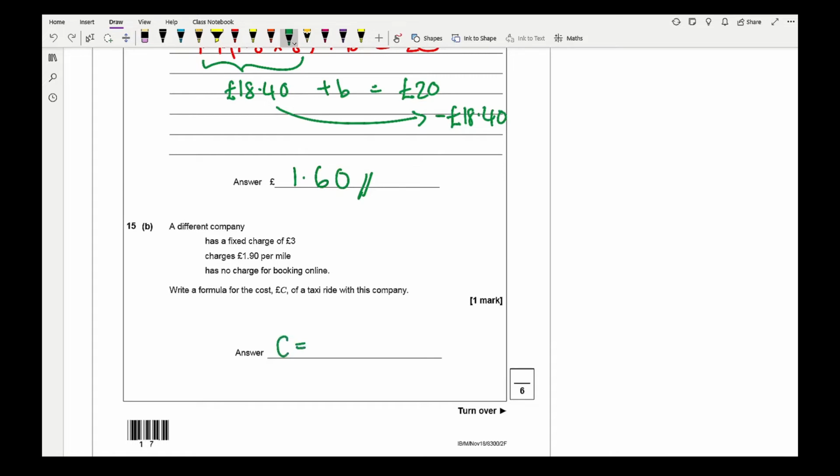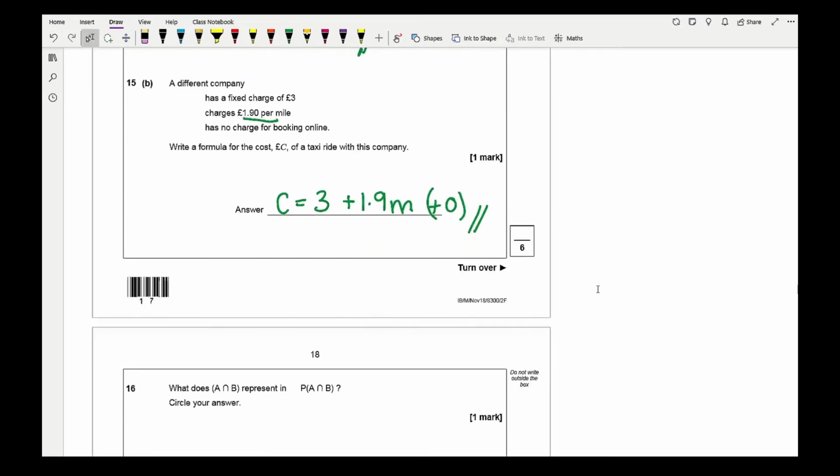So it says C equals, so it's going to be a fixed charge of £3, that's 3, plus £1.90 per mile, so it's 1.9M, and there's no booking charge, so I can either write plus 0 or I could leave that out, and there is my final answer.